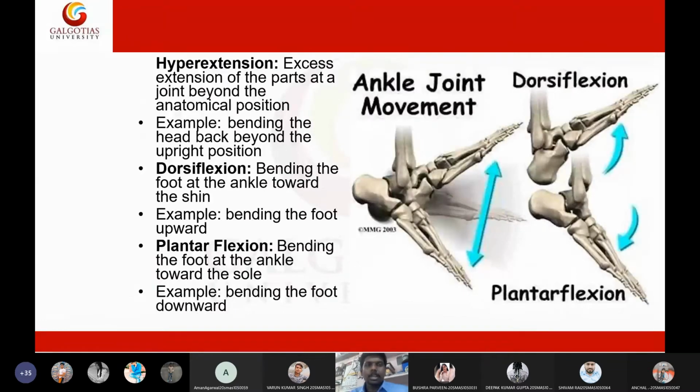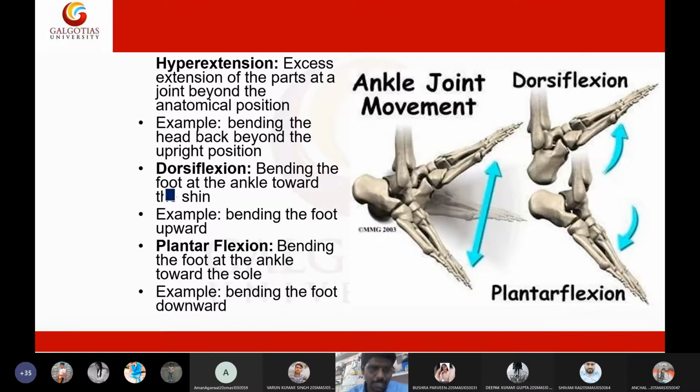Then we have hyperextension. Hyperextension means beyond the capability of extension, sometimes we may extend them. That is called hyperextension. So excess extension of any part can be stated as hyperextension.